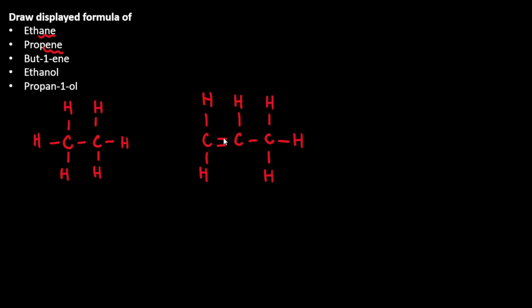Butane we have tried before. Ethanol we have tried before. Let's do propanol. For propanol, you should know that since it's propane, I have 3 carbon atoms. And since it's "ol", I know I have 1 OH group. And since it's 1-ol, it can either be at the front or at the back. Then for the rest, you simply fill in.